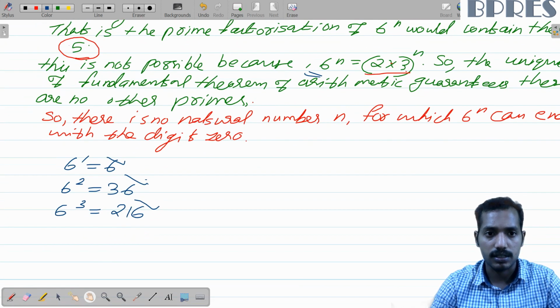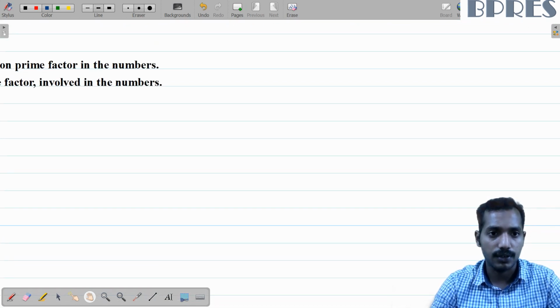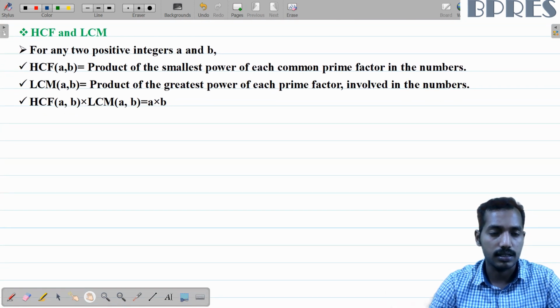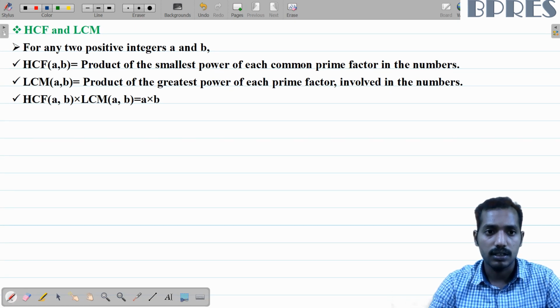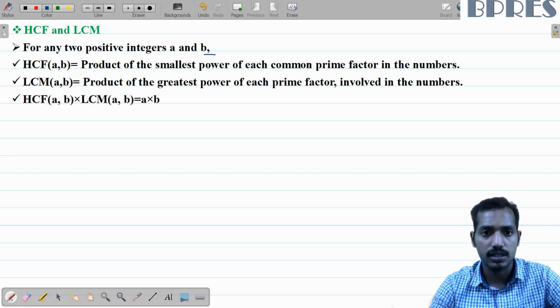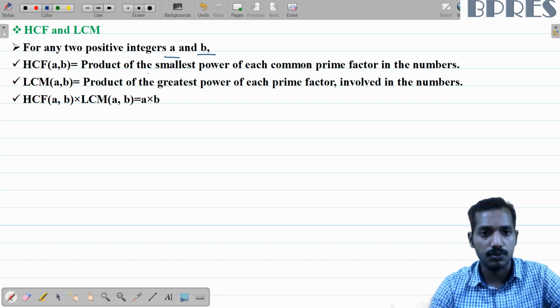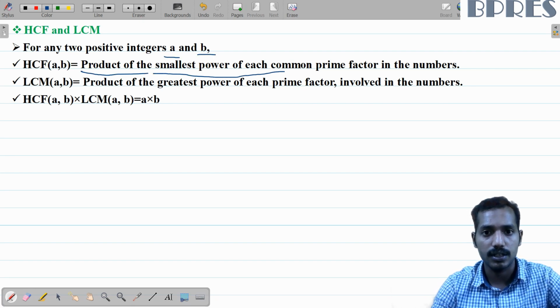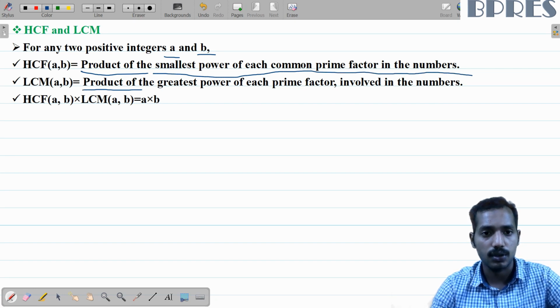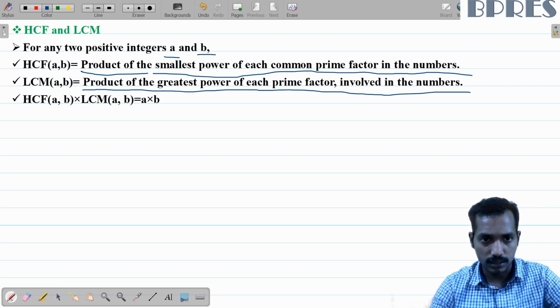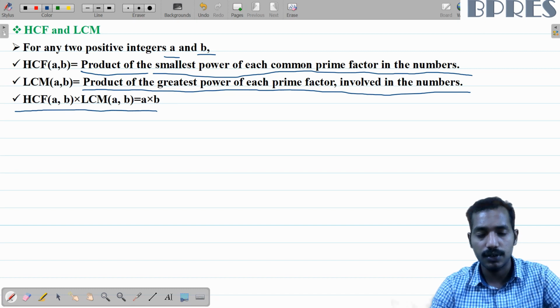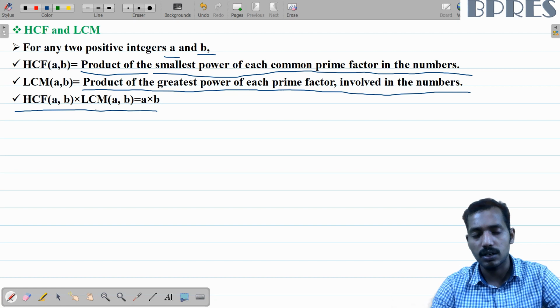The next topic we are going to discuss is HCF and LCM. What are HCF and LCM in terms of the prime factorization of numbers? For any two positive integers a and b, HCF is equal to the product of the smallest power of each common prime factor in the numbers, and LCM is equal to the product of the greatest power of each prime factor involved in the numbers. And also the third relation: the HCF and LCM of two numbers multiplied is equal to the product of the two numbers. We already learned this in our classes.